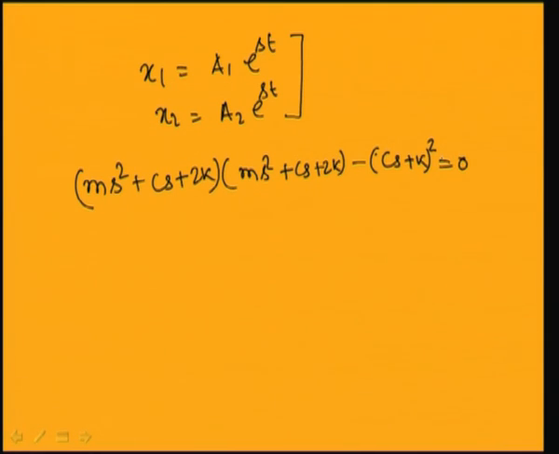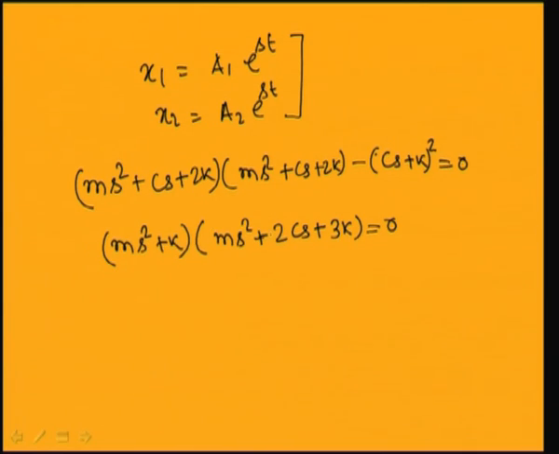So now you have to find the solution of this characteristic equation to find all the 4 roots. So this equation you can write in this form. If you multiply this out and simplify, you will get (m s square plus k) into (m s square plus 2 cs plus 3k) equal to 0. So you can write the same equation in this form.